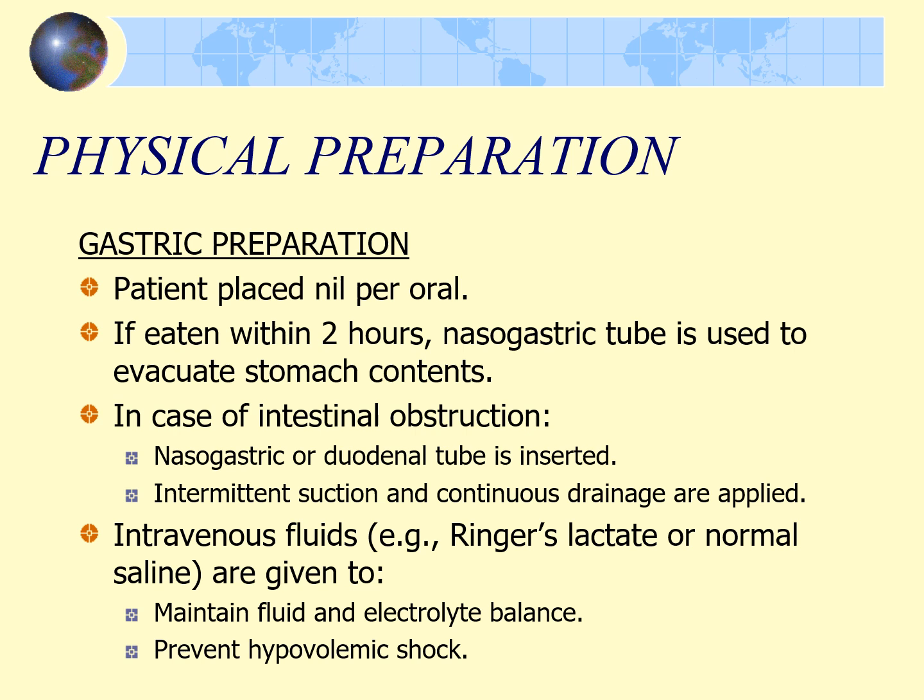Physical preparation for the patient involves gastric preparation, starting with the patient being put on nil orally immediately. If the patient has eaten within the last 2 hours, a nasogastric tube is passed to evacuate the stomach content. In cases of intestinal obstruction, a nasogastric or duodenal tube is inserted and intermittent suction is initiated to keep the stomach or duodenum free of fluid and gas.